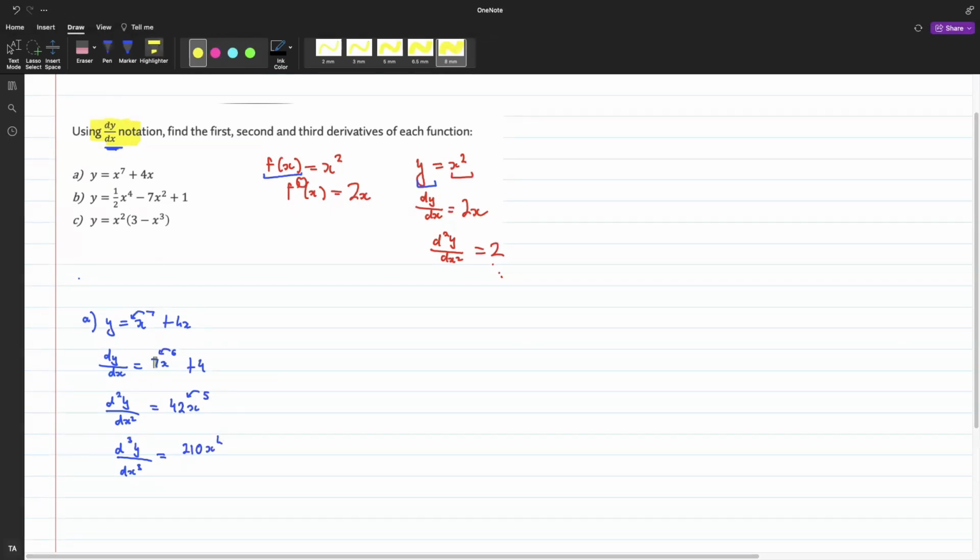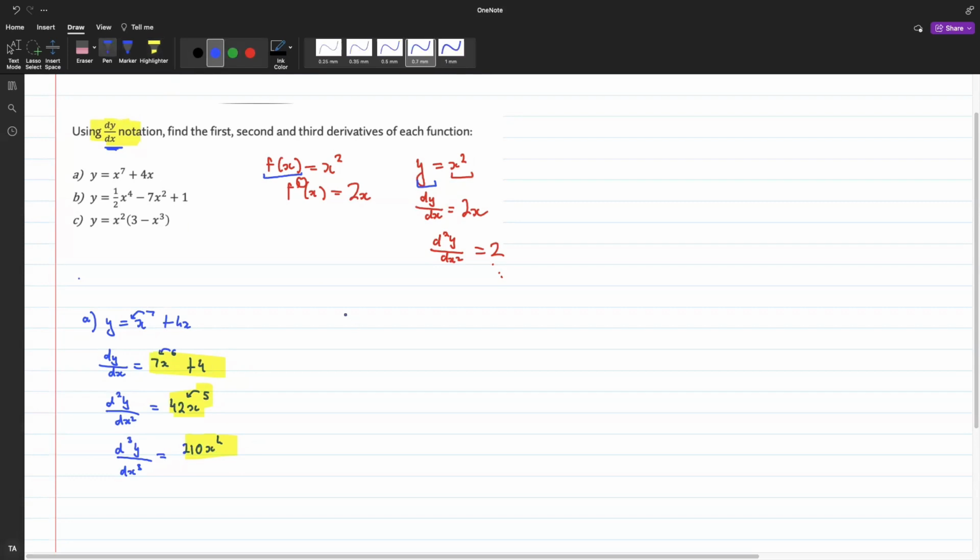Just to highlight those, our first derivative is 7x to the power 6 plus 4. Then our second derivative is 42x to the power 5. And the third derivative is 210x to the power 4. You can see with a function like this, you can keep deriving it and keep deriving it. It has applications for finding second and third derivatives that we'll learn later on when we're doing more application-based calculus. But for now, it's a good idea to know that we can keep deriving a function.